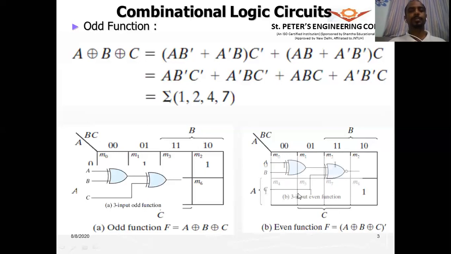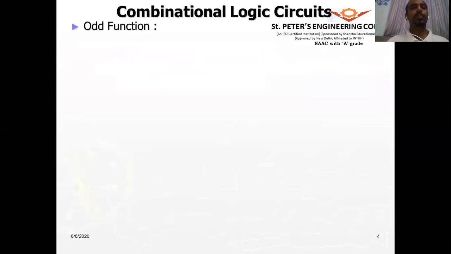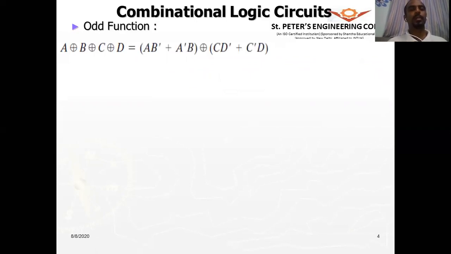All right. So now let us look at a 4 variable odd function. How do we find the XOR operation? First we find the XOR of A and B, and then we find the XOR of C and D. XOR operation is applicable two by two. You cannot directly apply it to the whole. That is the point we are trying to make here.